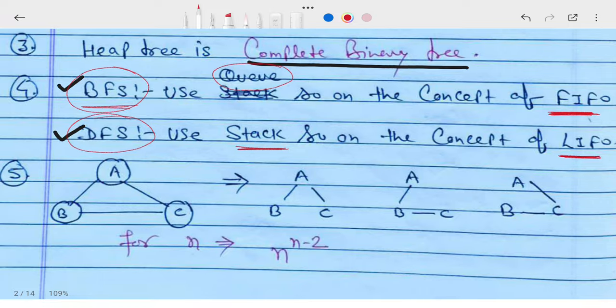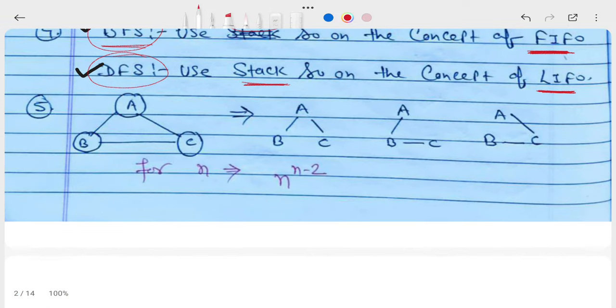Now next, the fifth question. If they have given you this graph, this is a graph.